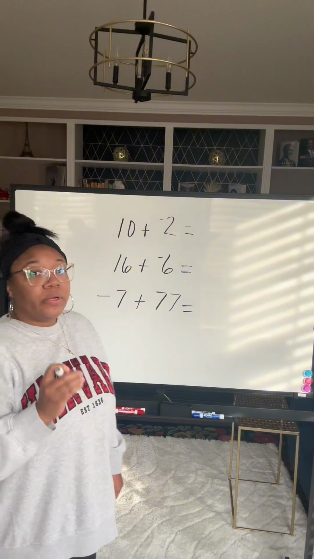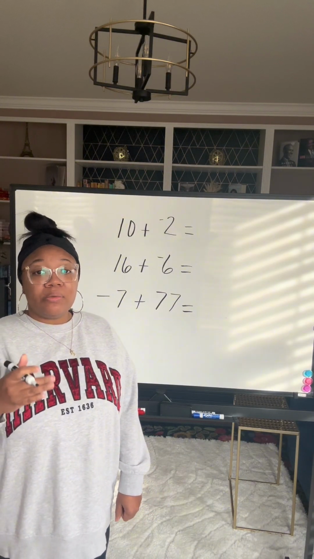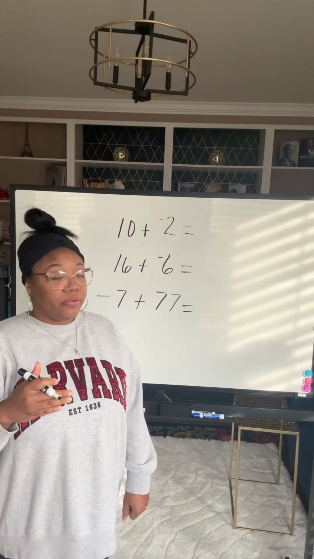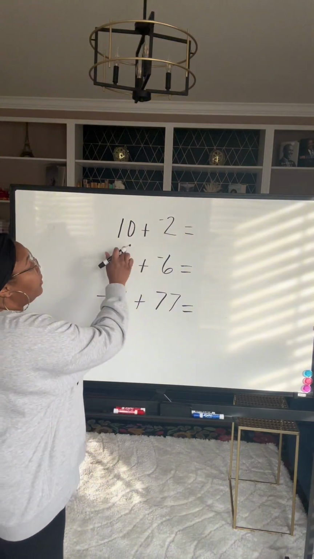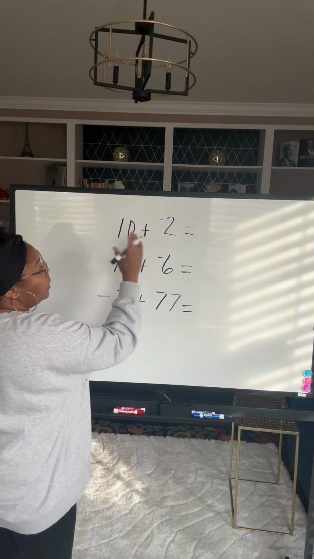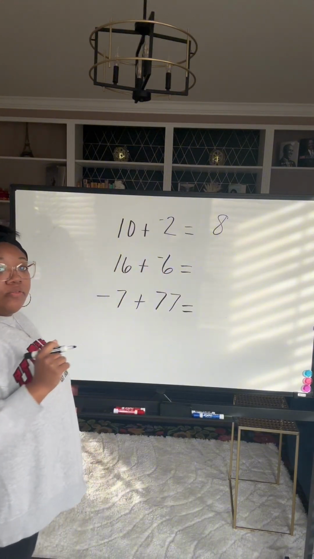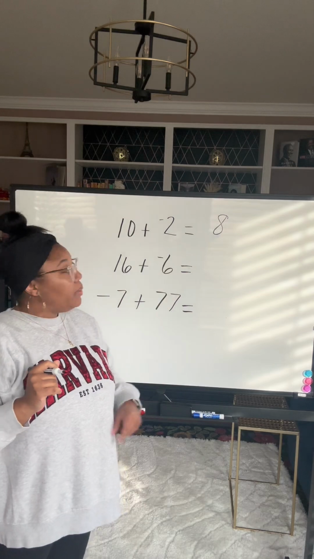When adding integers, we want to take the difference of those two numbers, and then we want to keep the sign with the highest absolute value. Okay, so right here we have 10 plus a negative 2. So if we take 2 from 10, we're going to get 8. And because 10 has the highest absolute value, this number is going to remain positive.